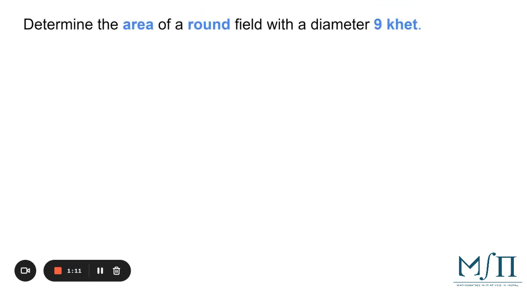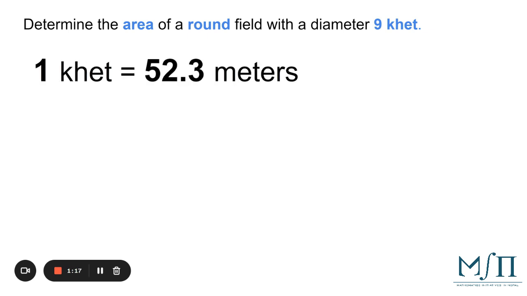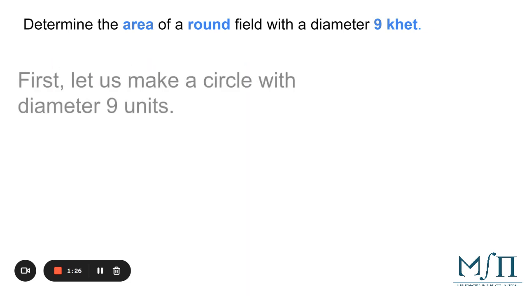Now, we can write the question like this: determine the area of a round field with a diameter of 9 khet, and we know that 1 khet is equal to 52.3 meters, which is basically a unit of measurement, so we won't need it right now. We can simply say: determine the area of a round field with a diameter of 9 units. Now, let us make a circle with diameter 9 units.